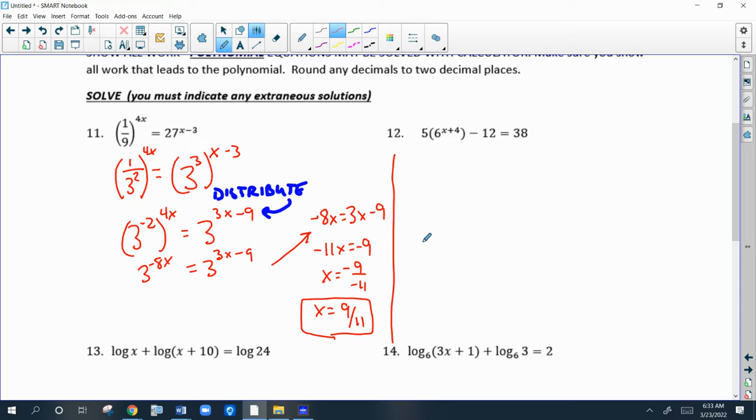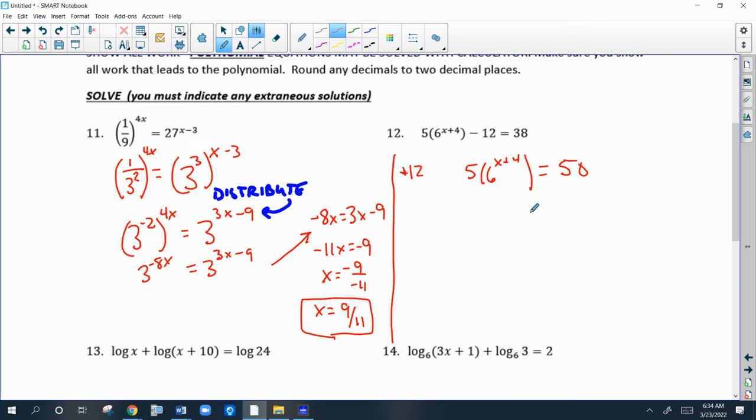So number 12 is another exponential equation, but this one looks like you won't be able to get the same base. So we're going to solve this just by undoing everything. So the first thing you're going to undo is get rid of that minus 12, just how you normally would solve an equation. So add 12 to both sides. 38 plus 12 is 50.